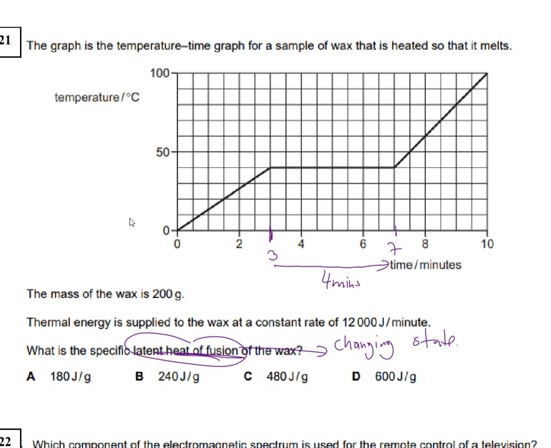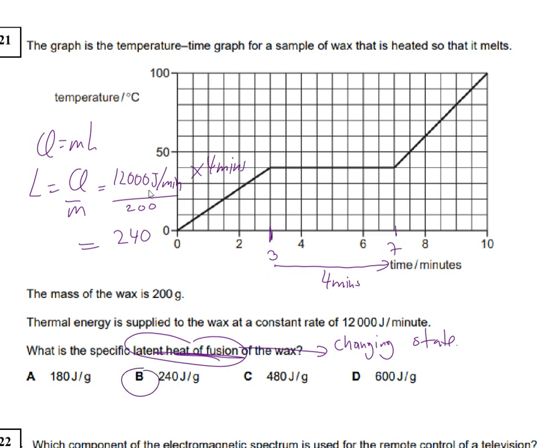Okay, fair enough. Now we're looking for latent heat. So we've got Q equals ML. We're looking for L, so L equals Q over M. Now Q we know is 2 joules per minute. So what we need to do is multiply this by 4 minutes. This will get rid of the minute, divided by the mass, which is 200 grams. Now I don't need to convert the grams because the answers are in grams. So this will give me 40. So the answer is going to be B in this case again.